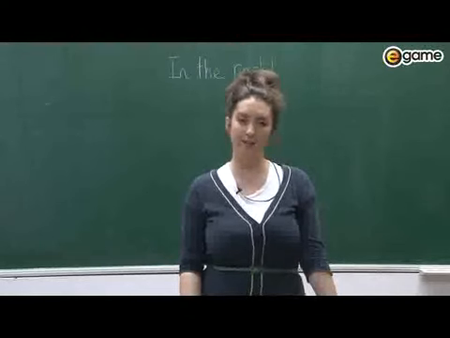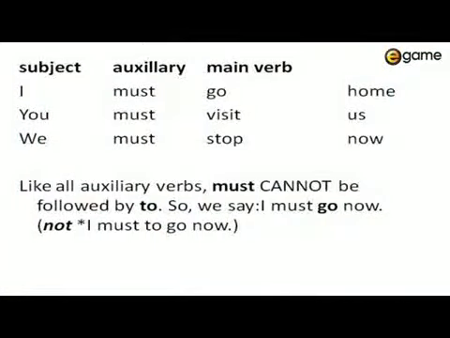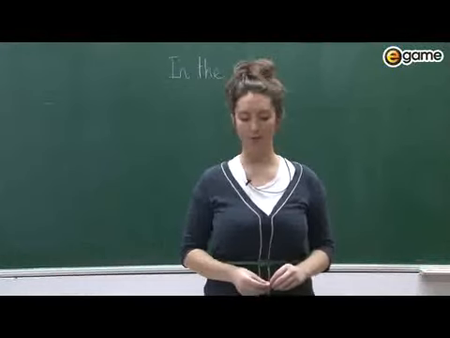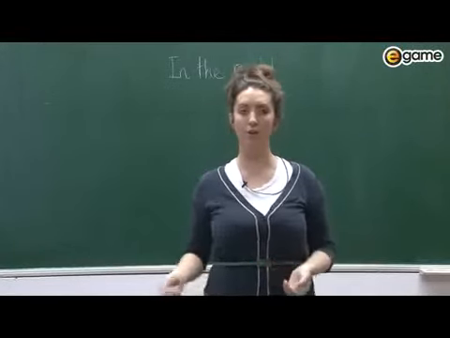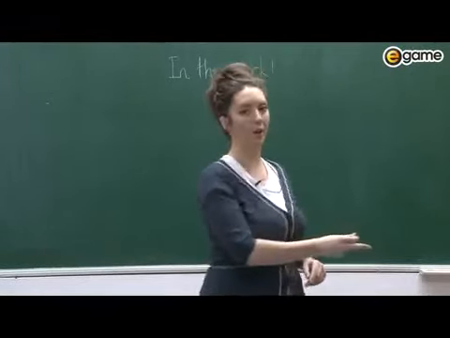So the structure is subject, so I, he, she, we, they, it. Subject, must, then the main verb. So I must go. The main verb is the base verb, the infinitive form of the verb without the to. So to go, go. We just use go. I must go.